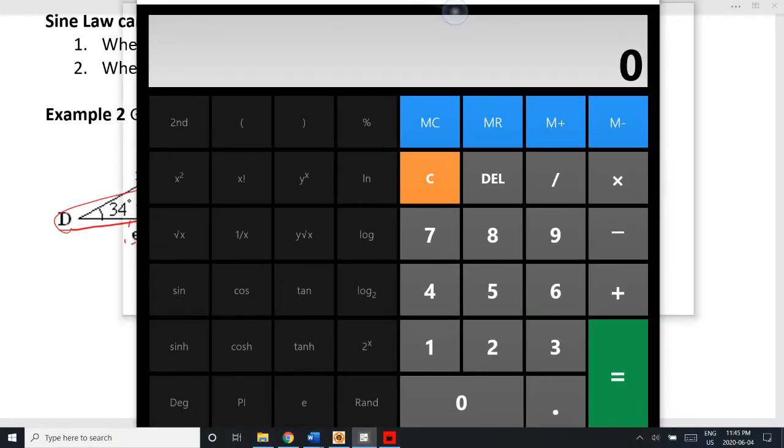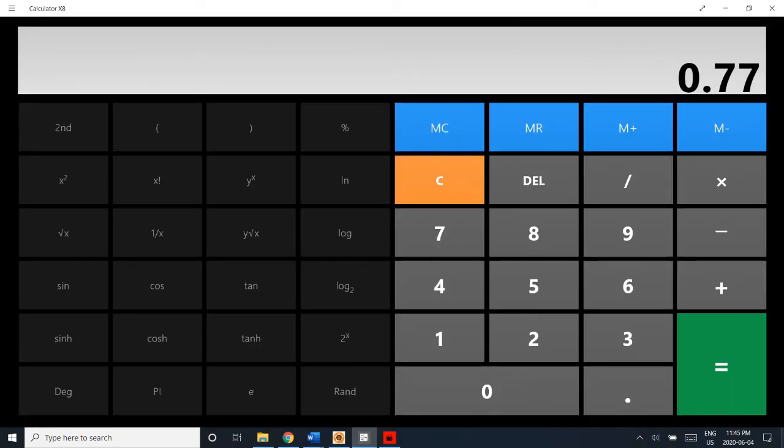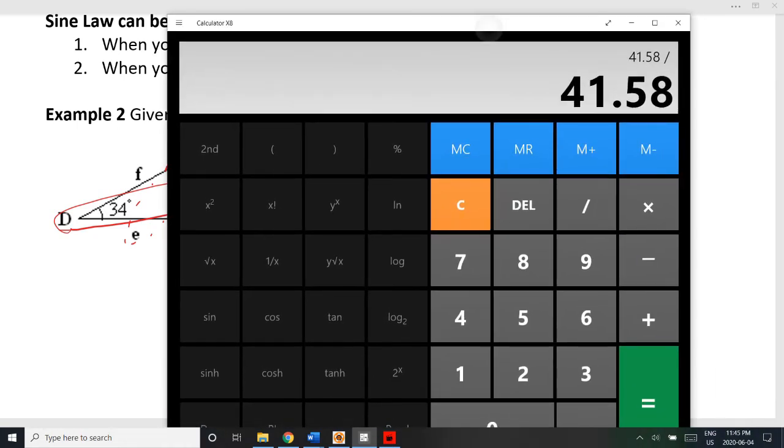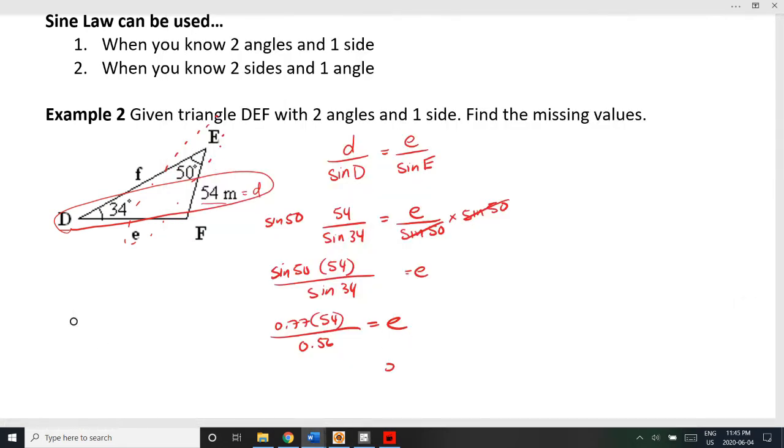So we have 0.77 times 54 divided by 0.56. And that gets my answer here, 74.25. So we know E is equal to 74.25. And if we're just going to round this to the nearest meter here, it's just going to be 74. So we know E is equal to 74.